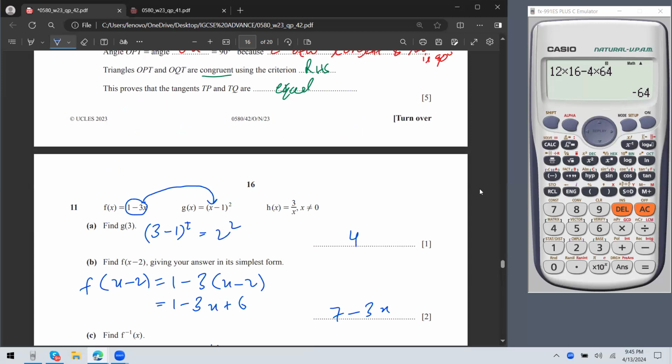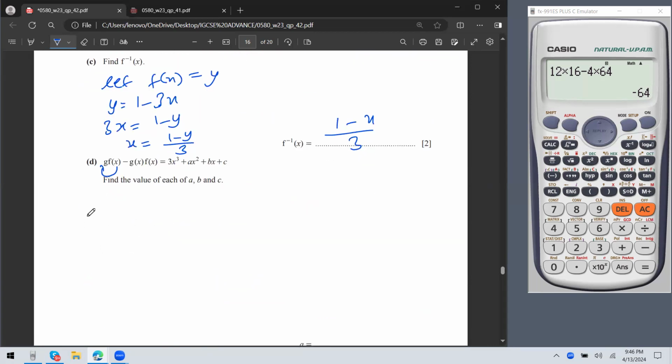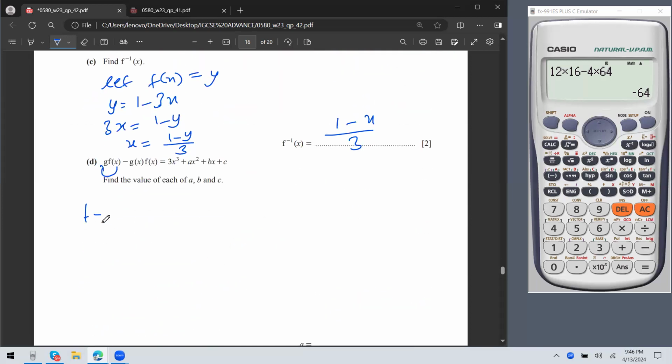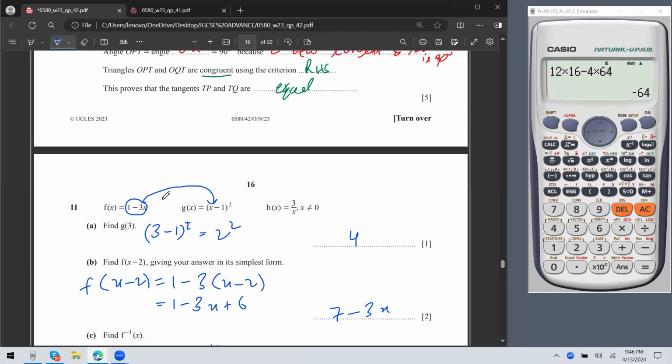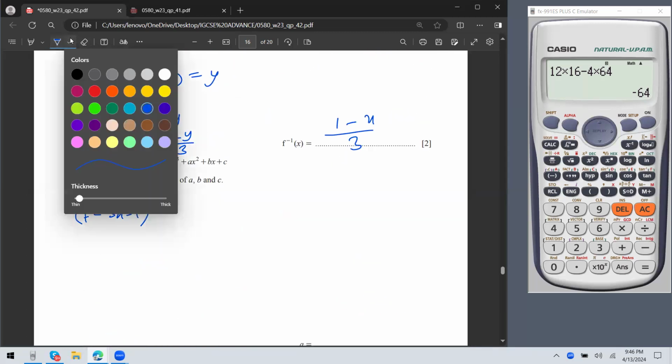So that means 1 minus 3x minus 1 whole square. The first term is 1 minus 3x minus 1 whole square. Okay, that is going to be g of f of x. I'm checking again and again. Now comes the second part.